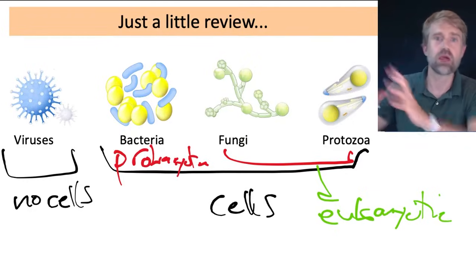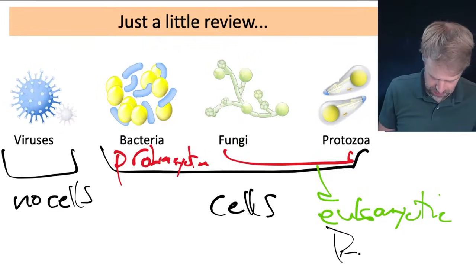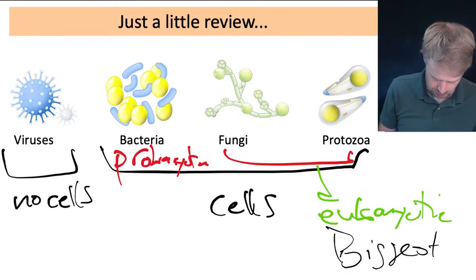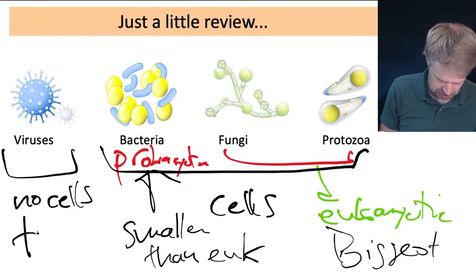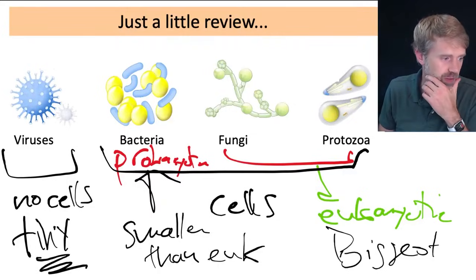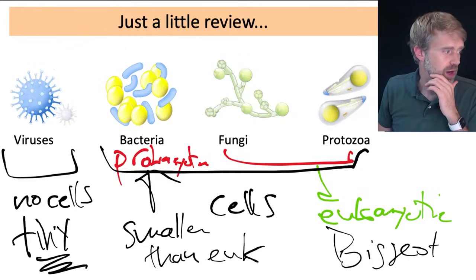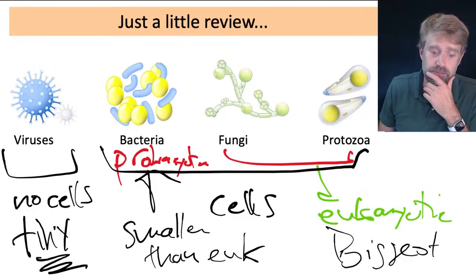Let's rank these: biggest, medium, tiniest. Eukaryotic cells would be biggest. Prokaryotic cells would be smaller than eukaryotic. And viruses, tiny, tiny, tiny. So there we go. Any questions about that before we move on? Okay.